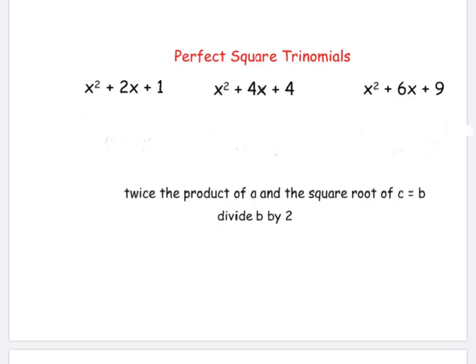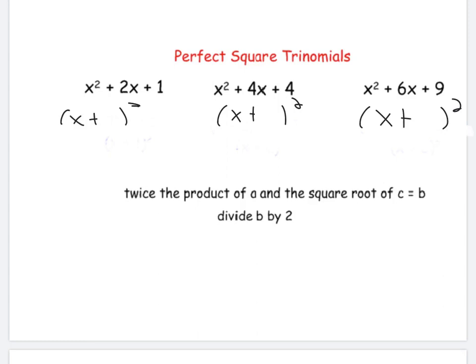So for these, both of them are going to be x. Now, all of these, all three of them have plus signs. So it tells me the signs are going to be the same, and it tells me then that this one's going to be plus. So we know it's going to be x plus something squared. This one's going to be x plus something squared, and this one also is going to be x plus something squared.